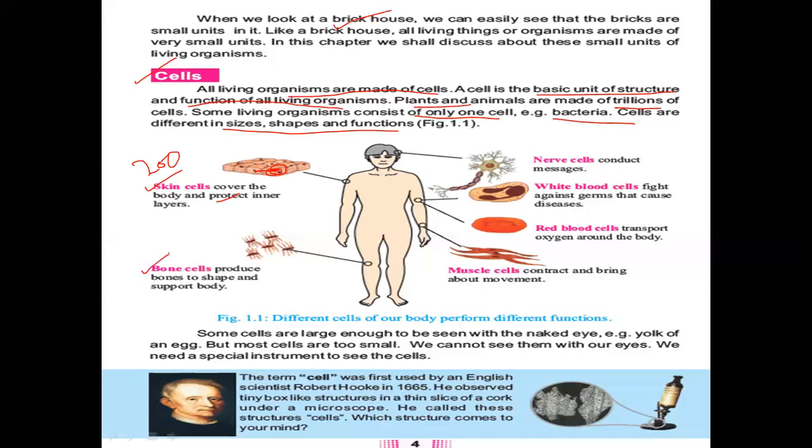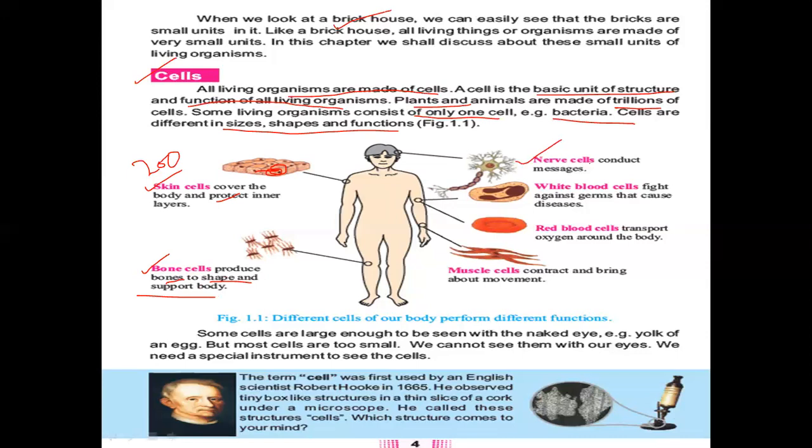Next one is bone cells. Bone cells produce bones. And what is the function of bones? They support and give shape to our body. Without the bones, we are like clothes without a hanger. It can drop and then there can be only a lump of meat. So bone cells give us shape.